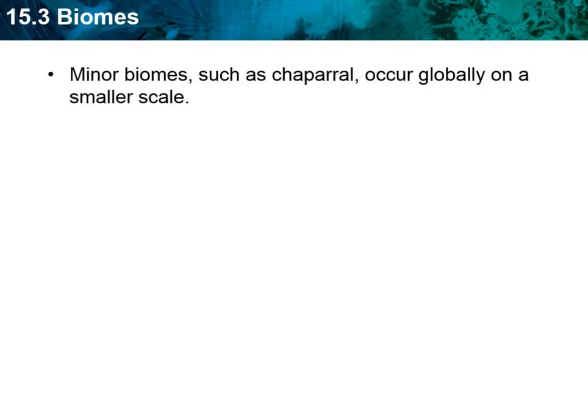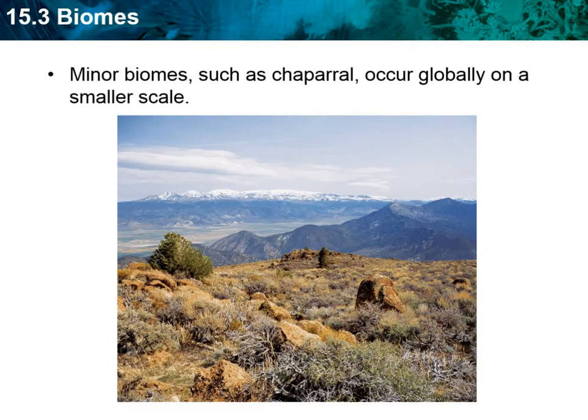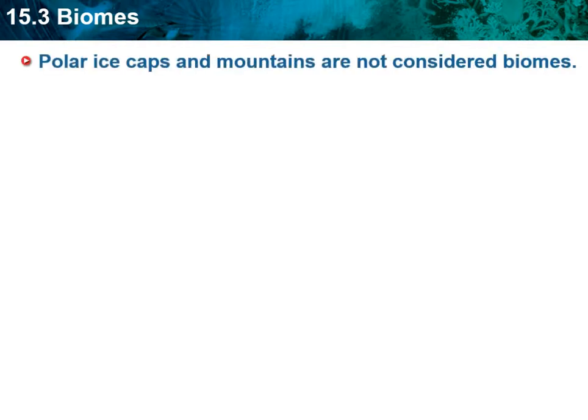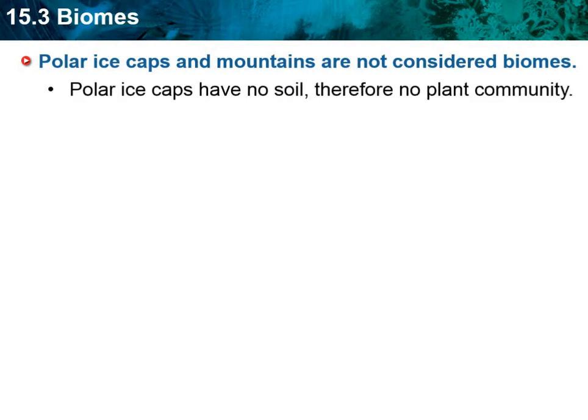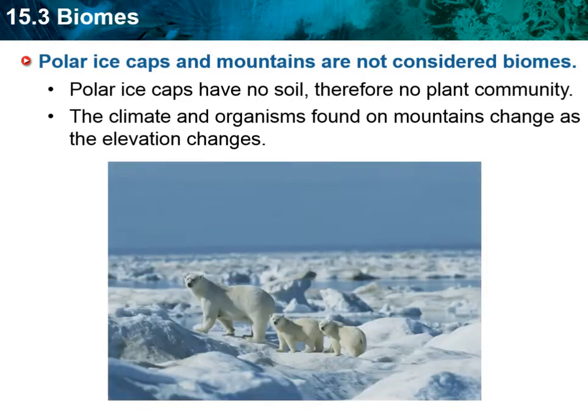So you have minor biomes such as the chaparral. They occur globally on a smaller scale. Certain areas in California are considered the chaparral. Mediterranean, that would be chaparral as well. Other minor ones would be the polar ice caps. They have no soil, so therefore no plant community. The climate and organisms found on mountains change as the elevation changes as well, so that's another minor one too. So that concludes the notes over section 3.